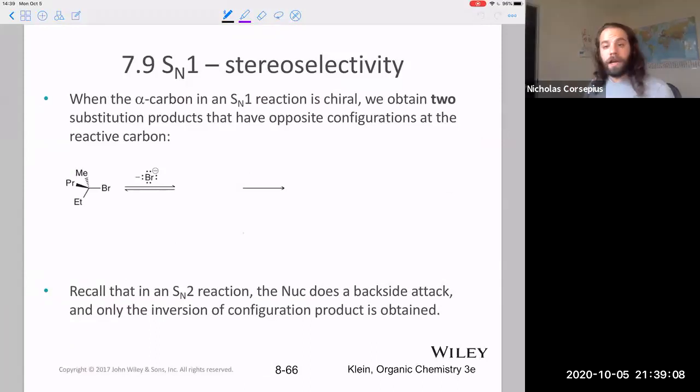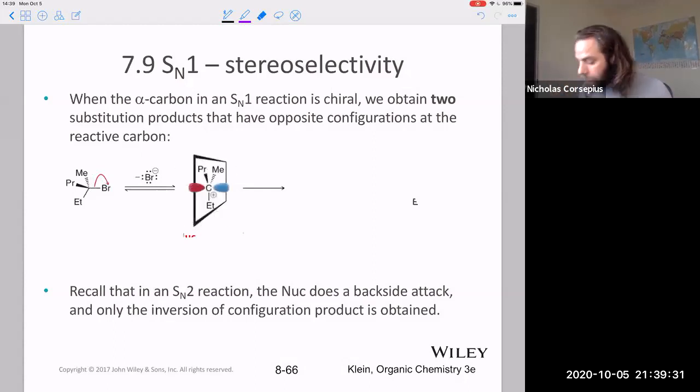Okay, so now next consideration. So we talked about solvent, we talked about the substrate. Next consideration is this idea of stereoselectivity. What are the stereoisomers that are going to be produced? Good news, way easier than SN2 and E2. So why is that? Well, let's remember what's going to happen here. The first step is that loss of a leaving group, so we're going to form this carbocation.